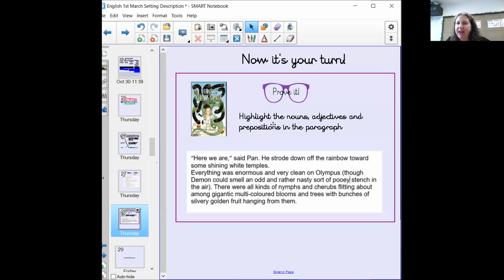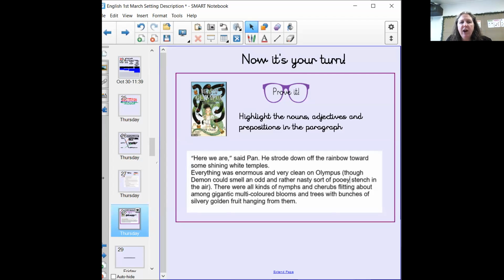And you're going to do that in a paragraph. And the paragraph that we are going to use is one from our book. It was the part where they stepped off the rainbow, when they arrived at Olympus. Okay, so it is this one here.